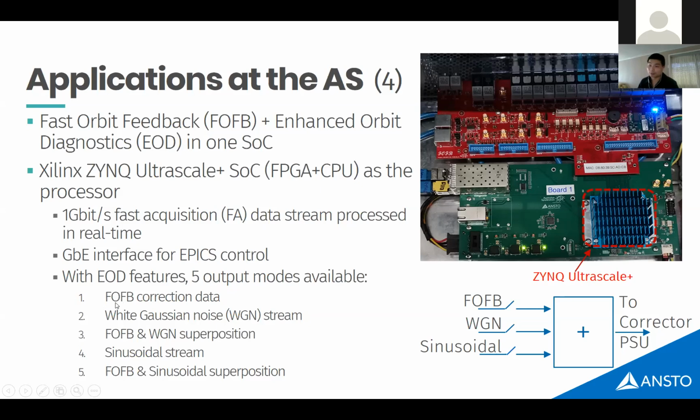First is the traditional fast orbit feedback correction data, and second is the white Gaussian noise stream. Third is the superposition of FOFB and white Gaussian noise. Fourth is the sinusoidal stream, and last is the combination of FOFB and sinusoidal stream.